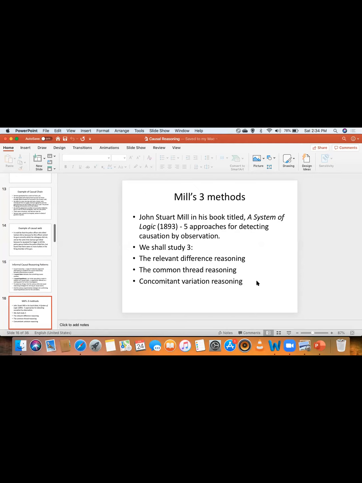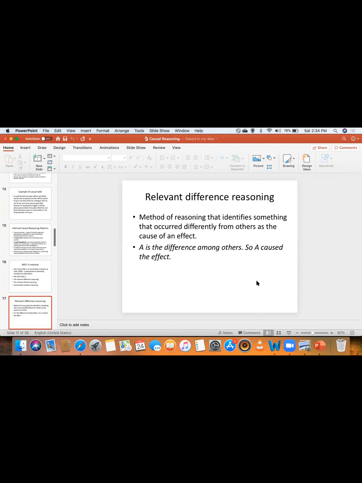We selected them out of 5 approaches that John Stuart Mill had proposed in his book. The first one is relevant difference reasoning. We said when there's a problem in an environment, we start asking ourselves, what is different in this environment, as a way of trying to find out the origin of this problem. What has started happening differently in my environment, so that I'll know if it is the cause of a problem that has started happening in my environment.